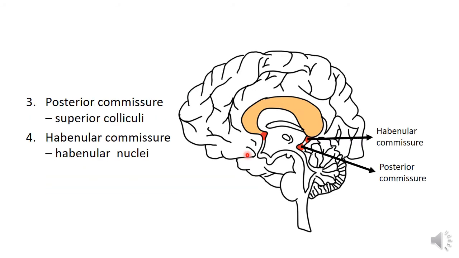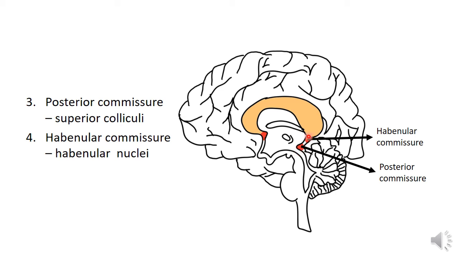Next one is the posterior commissure. The stalk of the pineal gland has an inferior and superior lamina. Our posterior commissure runs across the inferior lamina of the stalk of the pineal gland and it connects superior colliculi of one hemisphere to the other.